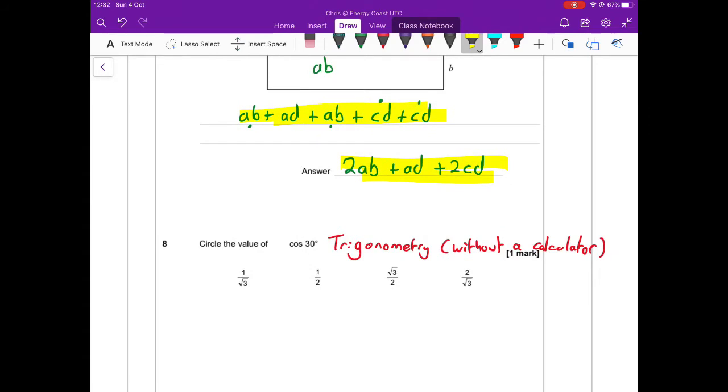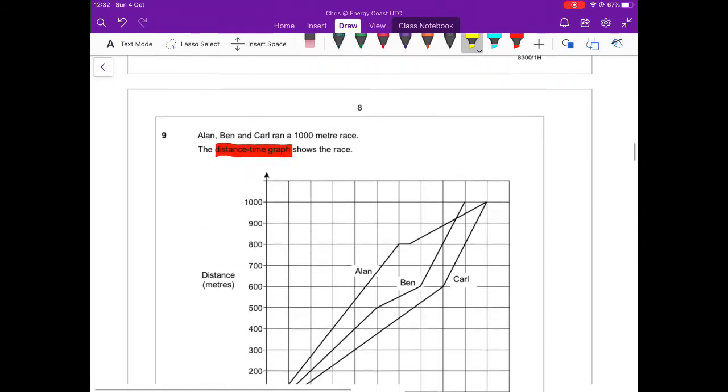Question 8, I'm going to skip for now because we have not done it yet, but I will get back to that one at a later date. It's really hard for what it is, and it's basically a case of remembering what cos 30 is. That's essentially what we're going to do, but we're just going to leave that for now. I'll come back to it another time.